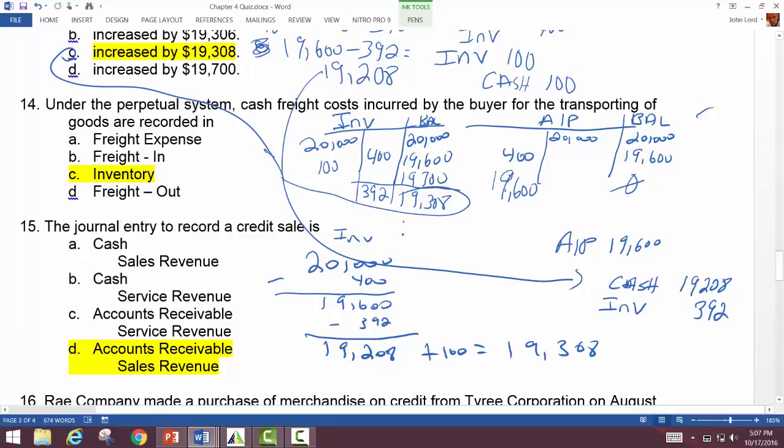But you should get used to understanding that if you take 19,600 times what percent? 0.98, you're going to get that 19,208. You get the 19,208, and then you simply do what? For the inventory, add the freight, that'd give you the 19,308. Right? Is there a question here, guys?